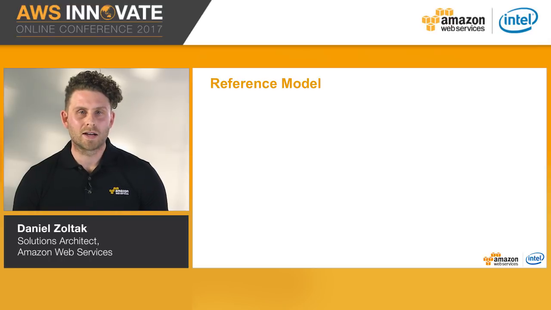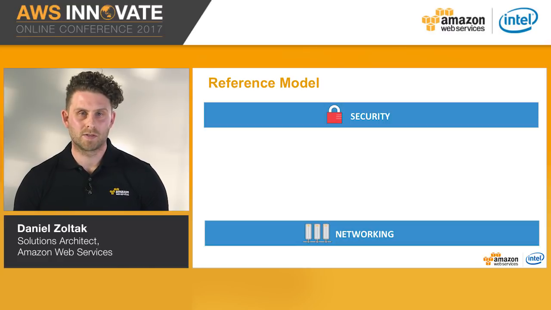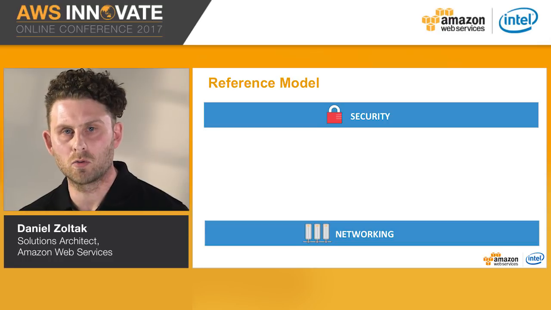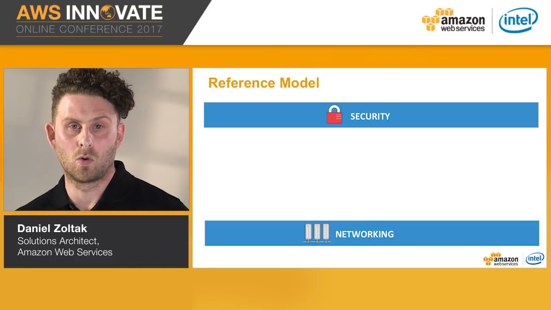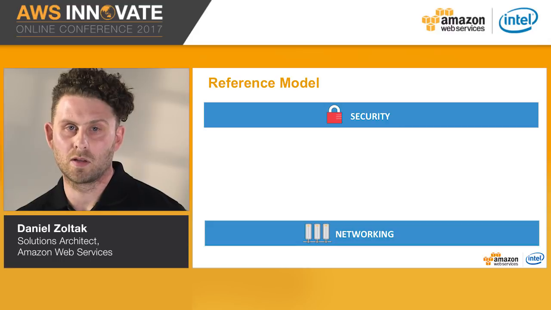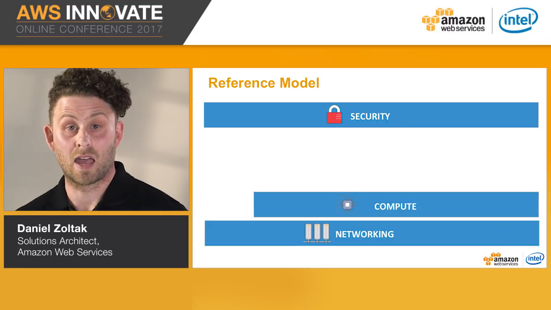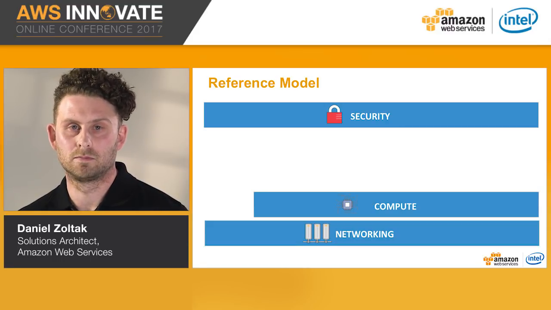As with all good architecture, we start by building a generalized reference model. With all AWS architectures, we start with security, as this is our highest priority. In this model, security refers to everything from encryption, both at rest and in motion, to authentication and authorization. We also need a network to transport the data end to end, and compute to process the data.